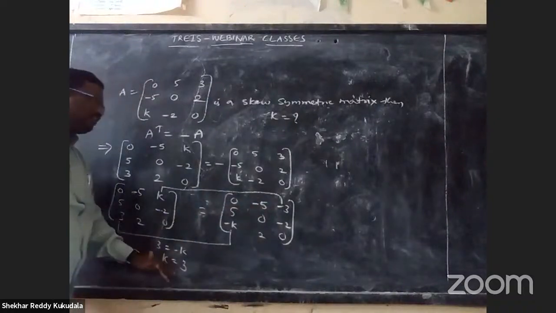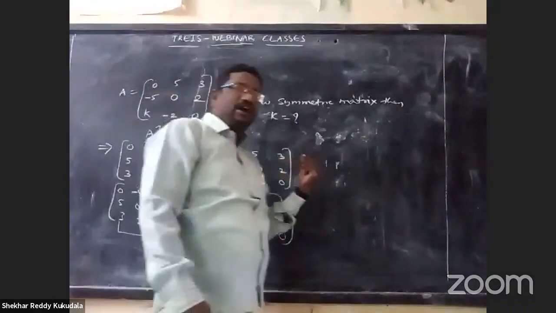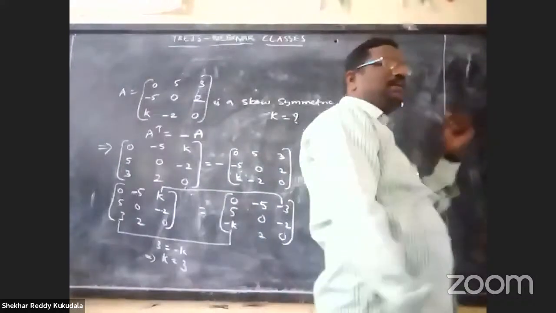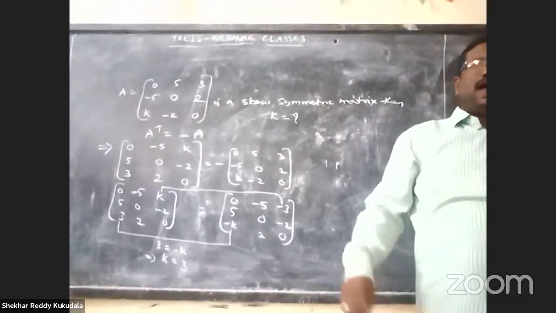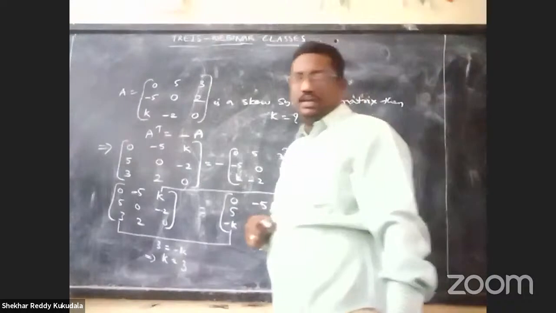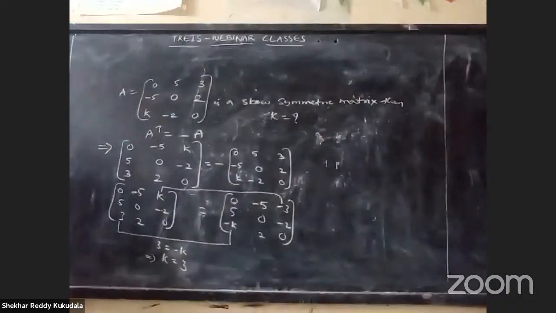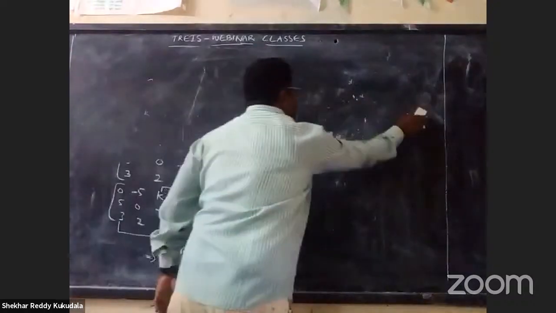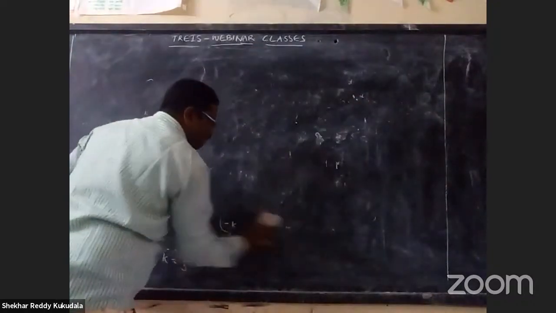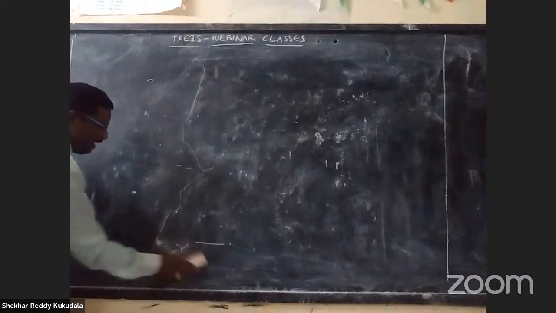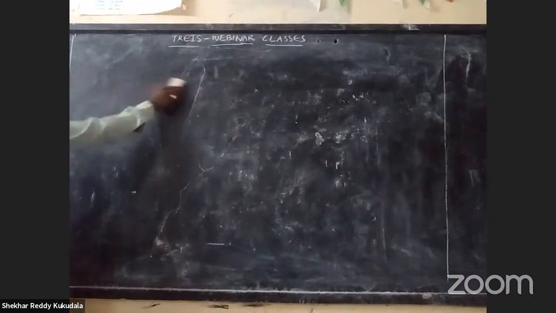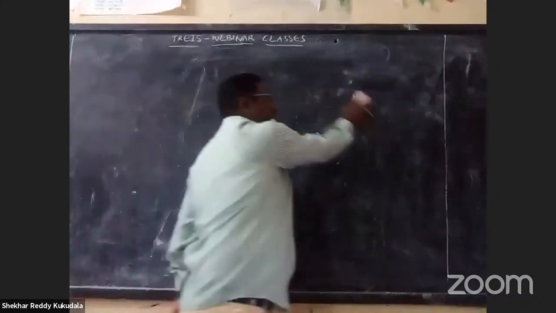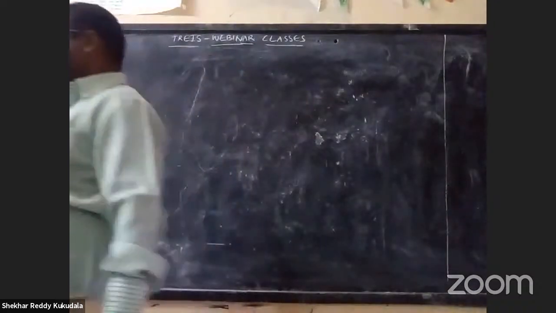So this is the way whenever they mention that the given matrix is a skew symmetric matrix and we have to find the unknown variable value. Next, yesterday we studied the determinant of a 2 by 2 square matrix.